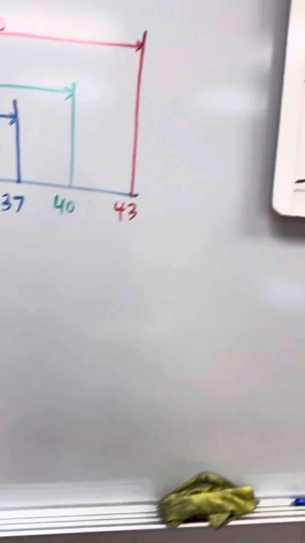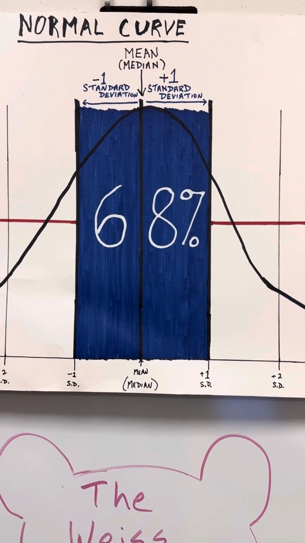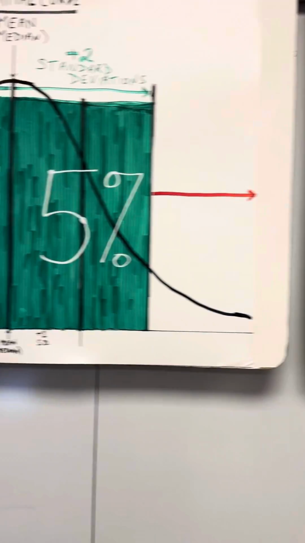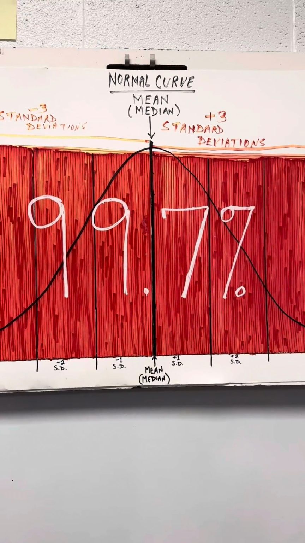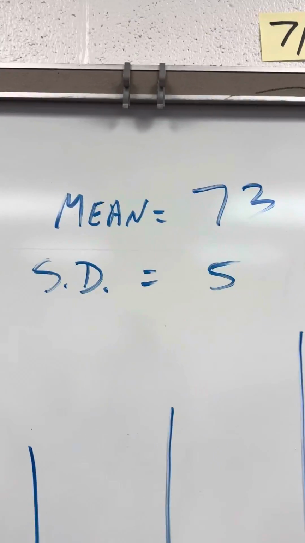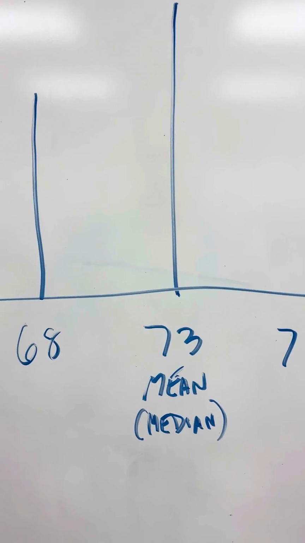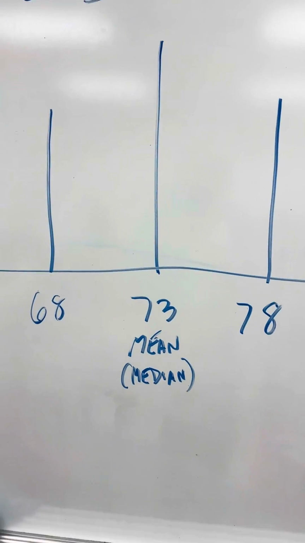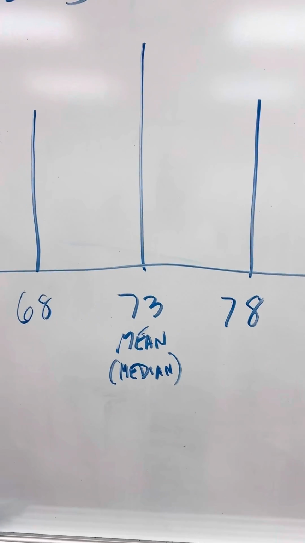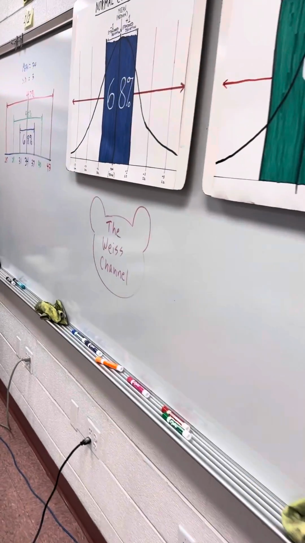It's always going to be these 3 numbers. 68% is within 1 standard deviation. 95% is within 2 standard deviations. 99.7% is within 3 standard deviations. So if the mean is 73 and the standard deviation is 5, you have a mean of 73. What's 1 standard deviation? Between 68 and 78, right? Minus 5 and plus 5. What percent of the data is that? That's going to be 68%, right?